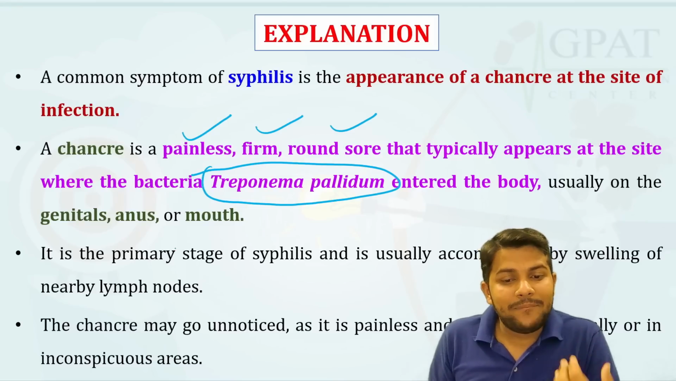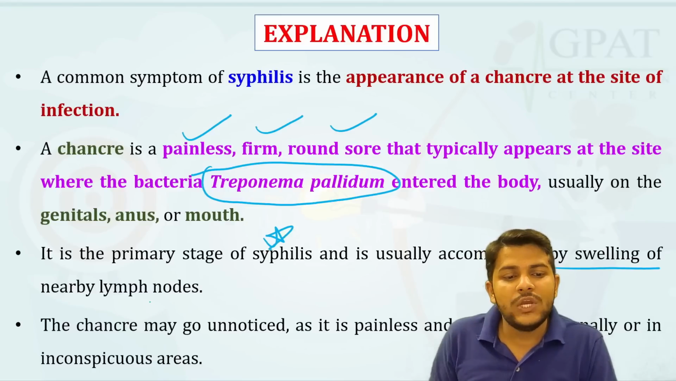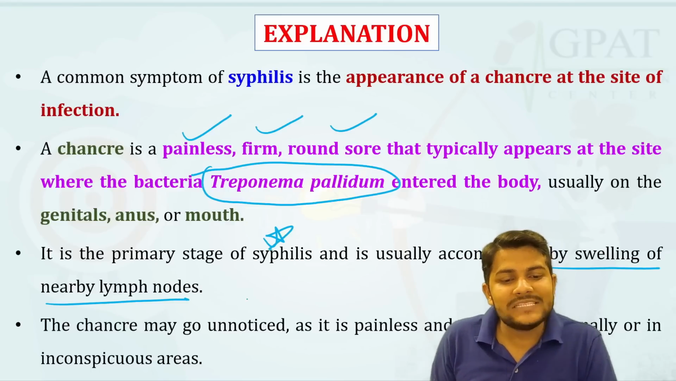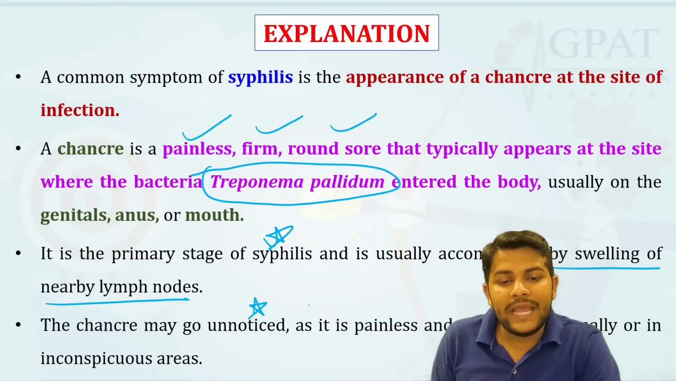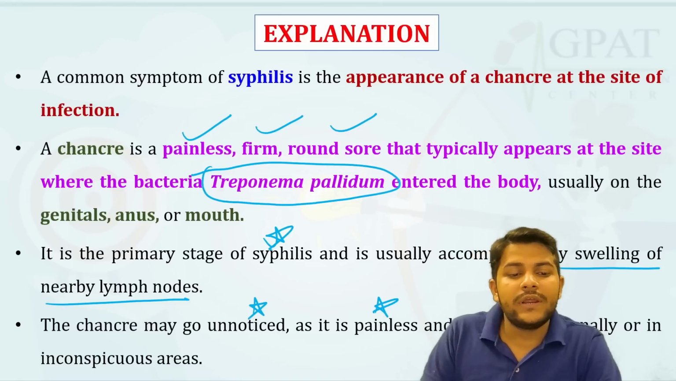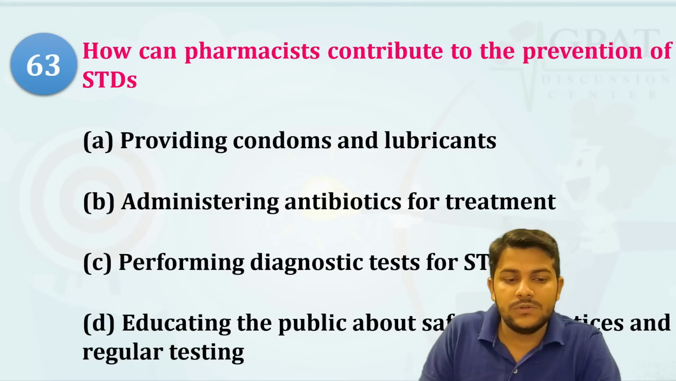So the primary site of syphilis is usually marked by swelling of the nearby lymph node, as well as a canker that may be mounted. It is painless and can also occur internally or in unconscious areas.